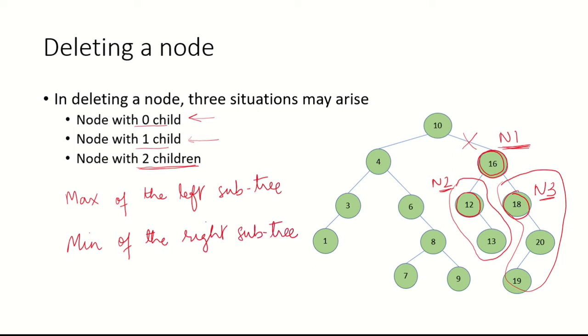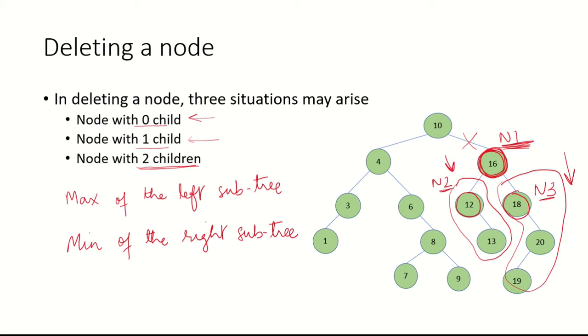So what is the logic behind this? Now we know that in the right subtree all values have to be greater than the value at N1. So 18, 20, 19, they are all having a value which is greater than 16.